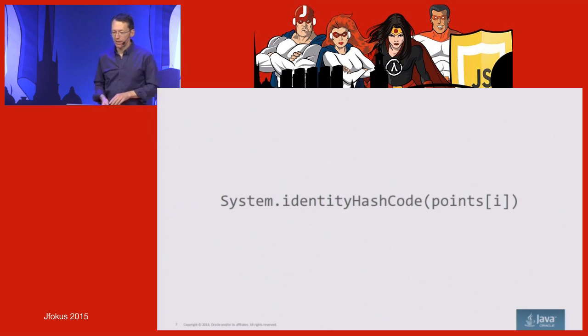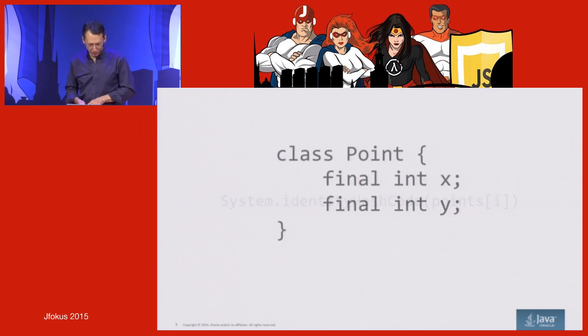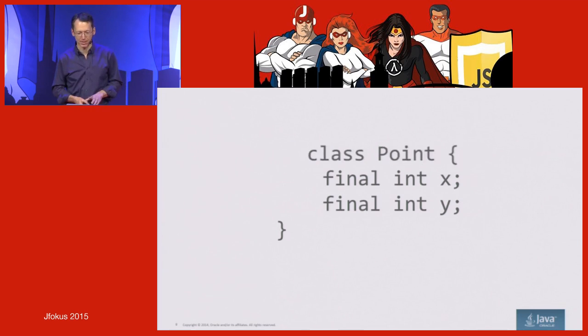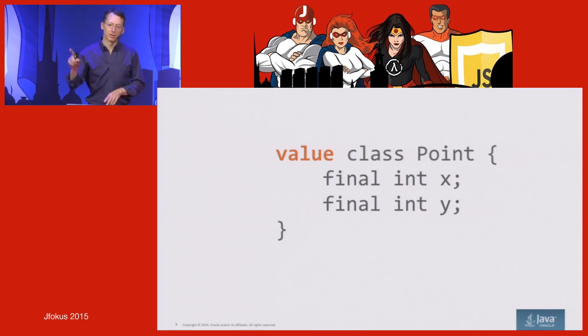So how can we address this problem? Imagine we could tell, via the language, we could instruct the VM to treat a class as a value rather than an object. So it's kind of like an object, but it's not really an object. So imagine, hypothetical syntax, you could write value class point. What would this get you?